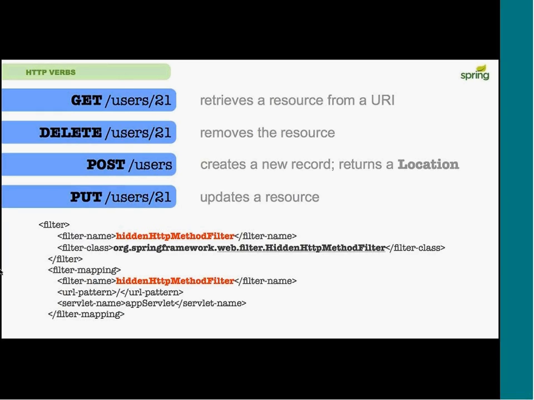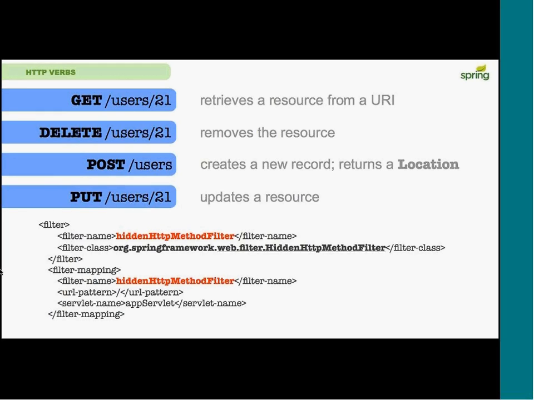So, for example, if I post to users and I have a payload inside my post that the resource processor can use to create a new record, it will save the data, perhaps save it to a database, and then create a URI and signal that to the client.